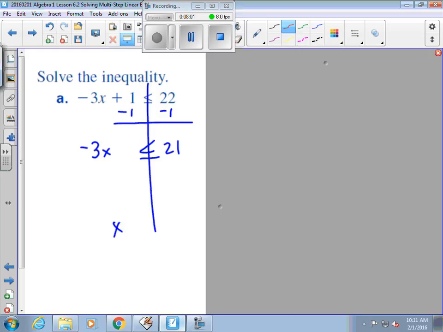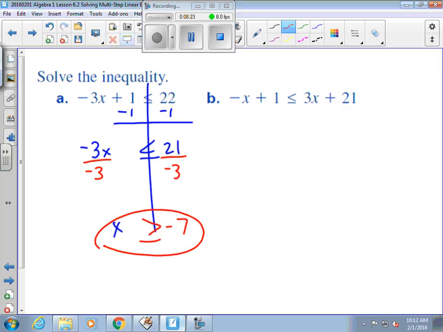Undo negative 3 times x by dividing by negative 3. Do the same to the other side. A positive divided by negative is a negative 7. Since we divided both sides by a negative value, we're going to reverse less than or equal and make it say greater than or equal. That is the only difference between inequalities and equations.